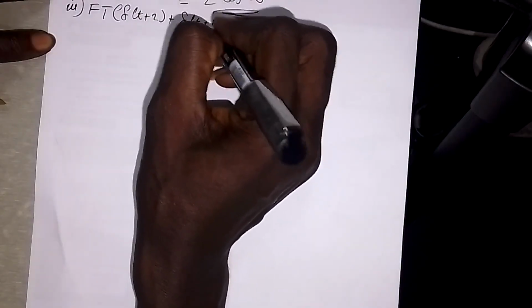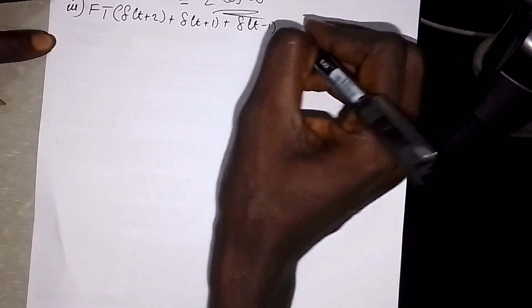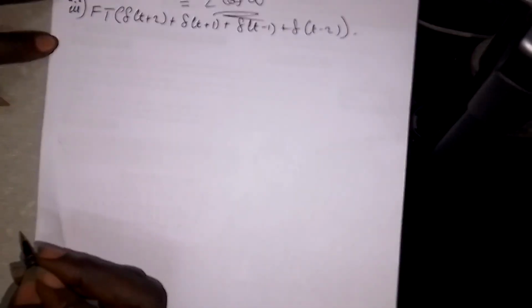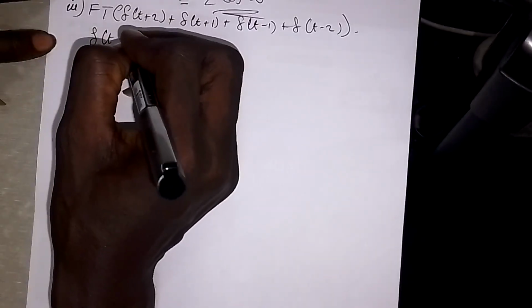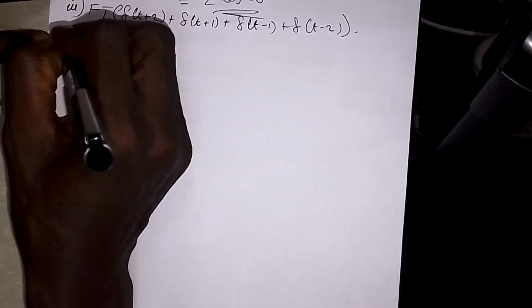So I need a Fourier transform for delta of t plus 2, plus delta of t plus 1, plus delta of t minus 1, plus delta of t minus 2. To get the Fourier transform for this one, it's just the same. So if I want t plus 2, let's say I need a Fourier transform for this one.